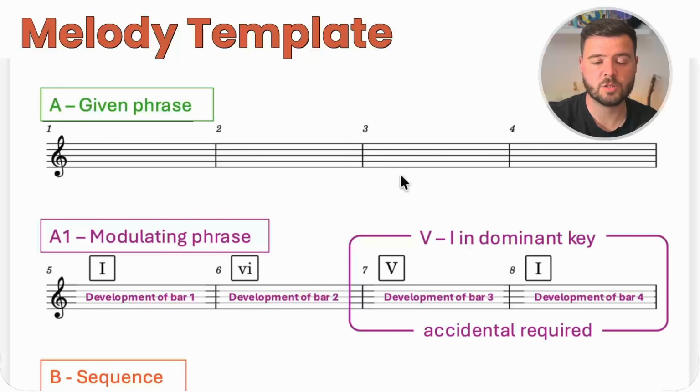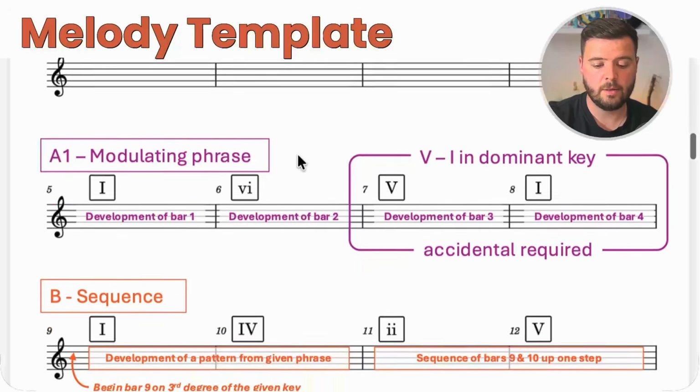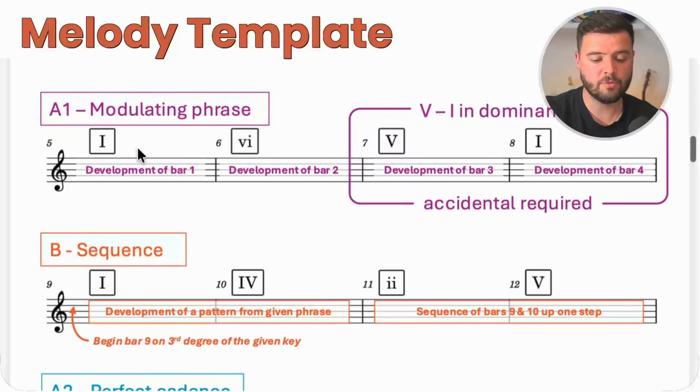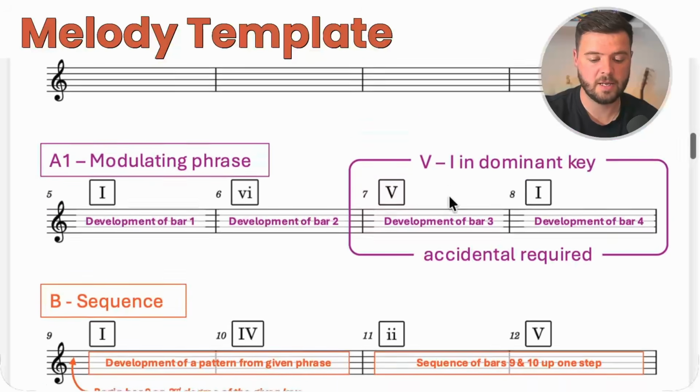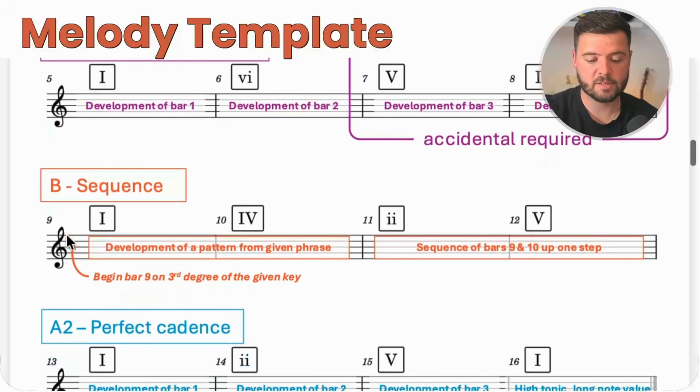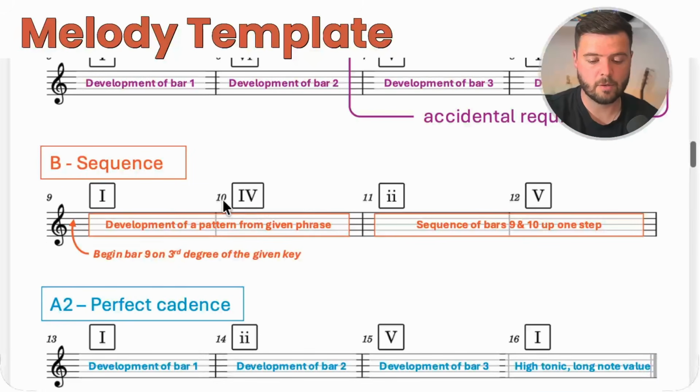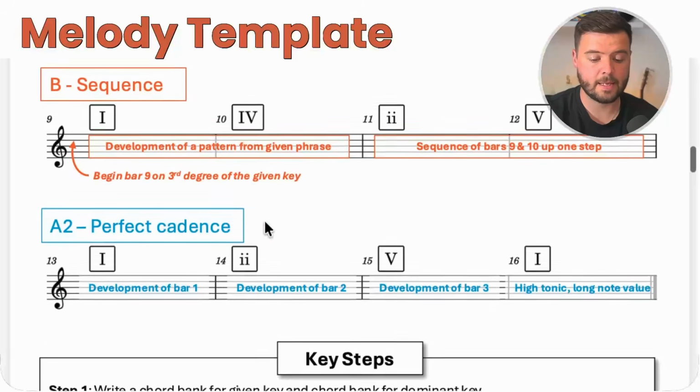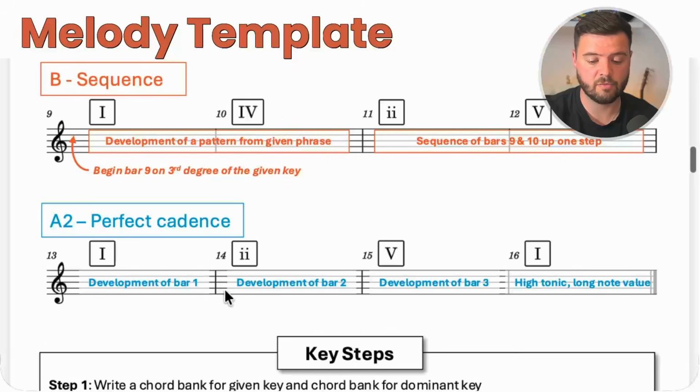So as in all question 1s, we start with a given phrase, and that's bars 1 to 4. Then I'm proposing that we do an A1 phrase, and this is where we will modulate to the dominant key, if given a major key. The B phrase is going to be bars 9 to 12, and I have a sequence idea that I'm going to show you how to do. And then in bars 13 to 16, the final 4 bars of the piece, we have an A2 phrase.